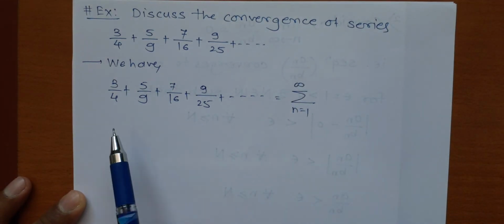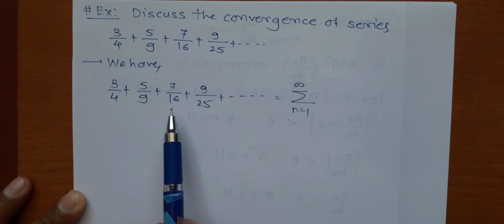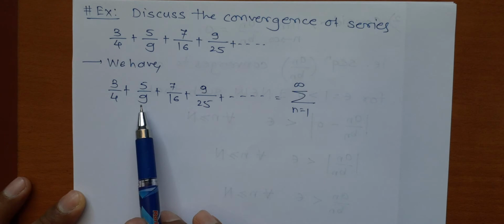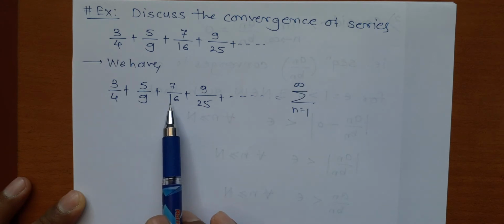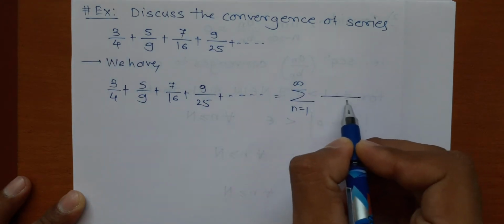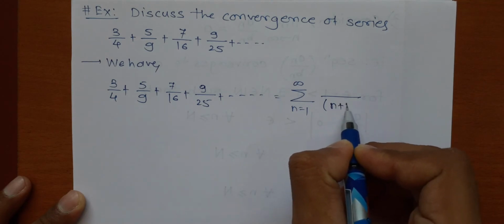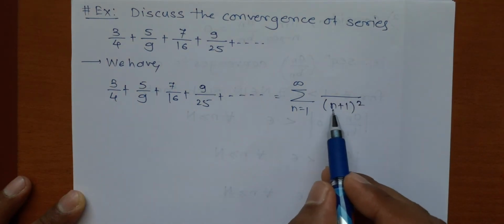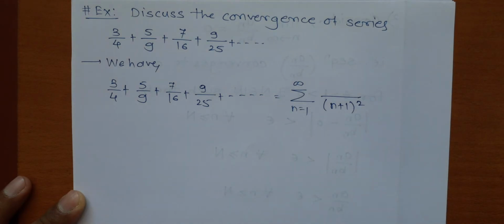Did you notice the denominator is always a square of some number? 4 is the square of 2, 9 the square of 3, 16 the square of 4. So obviously we have a square, and I will take (n plus 1) square. If you put n equal to 1, you will have 2 square, 4; n equal to 2, 3 square, 9, in this way.